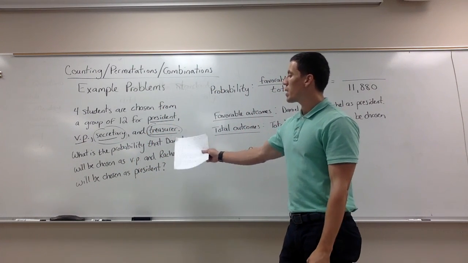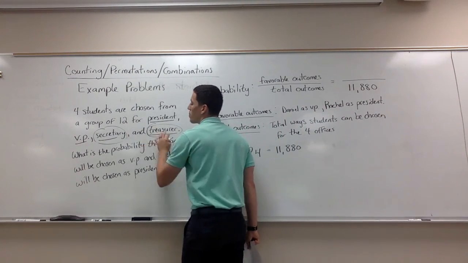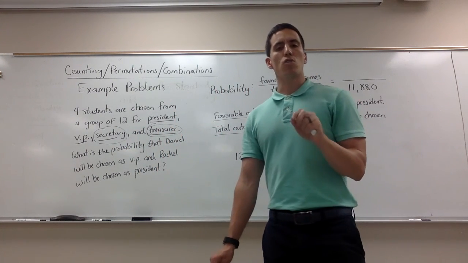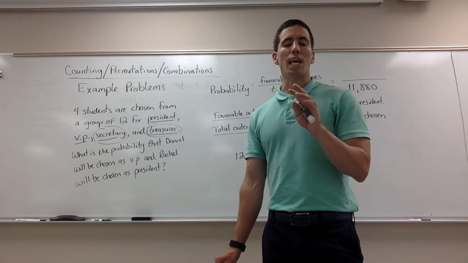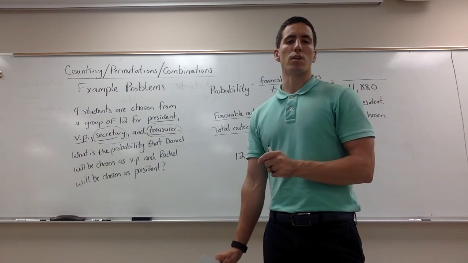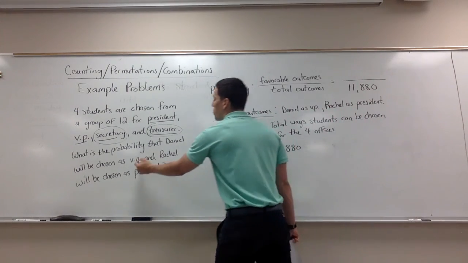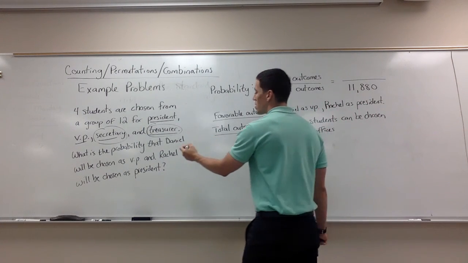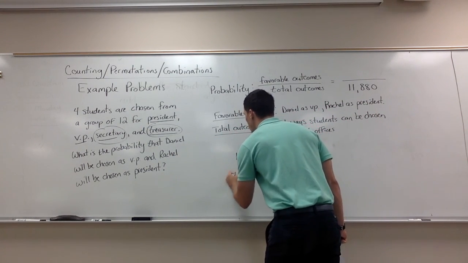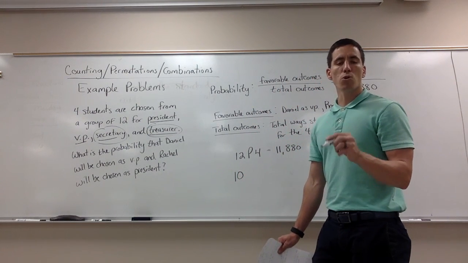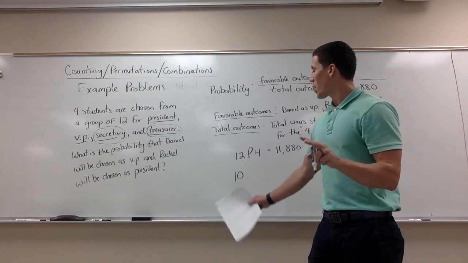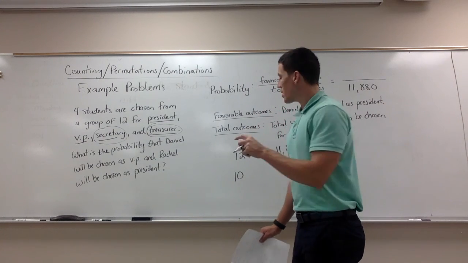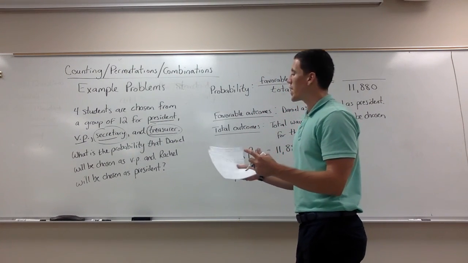So Daniel could be the VP and Rachel could be the president with these two people as secretary and treasurer, or another two people, or another two people, or another two people. So we need to figure out the total number of different ways that Daniel can be the VP and Rachel can be the president. The number of ways that he can be the VP and she can be the president, if we just stop right there, it's true, it is one. But then, once that is established, we still have 10 students that need to be chosen for the other two offices. I get 10 because I'm taking Daniel and Rachel out of the 12, and I still have 10 students that need to be chosen for the remaining two offices.